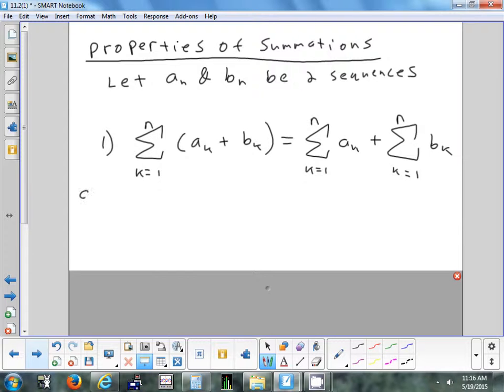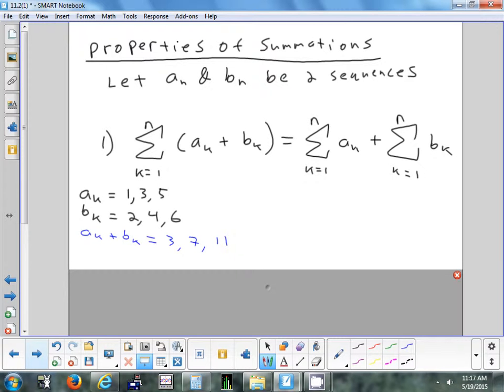Okay, let's make up a sequence. Very, very simple sequence. In fact, you know what? Let's make it even simpler. A sub k is the sequence 1, 3, 5. B sub k is the sequence 2, 4, 6. Now, let's say A sub k plus B sub k. All you're going to do is add the corresponding terms together. So 1 plus 2, 3 plus 4, 5 plus 6.